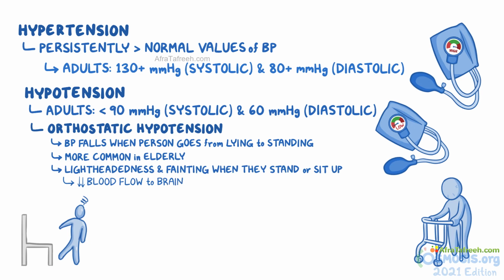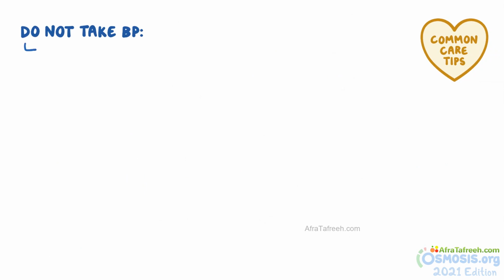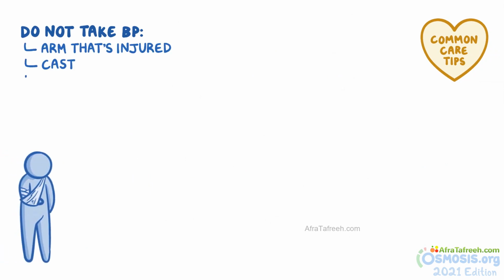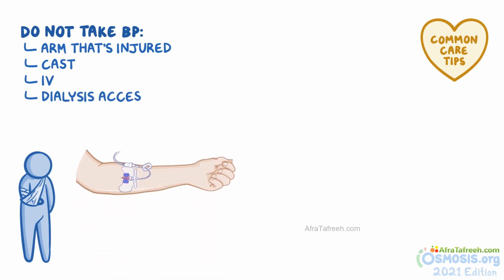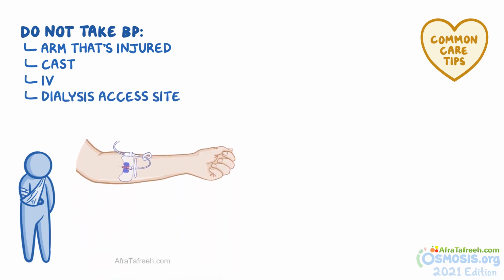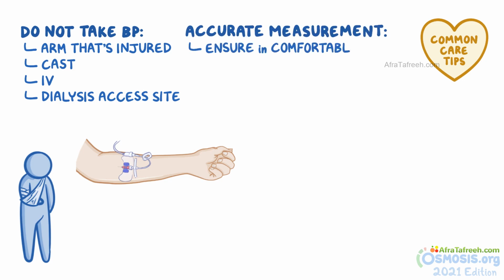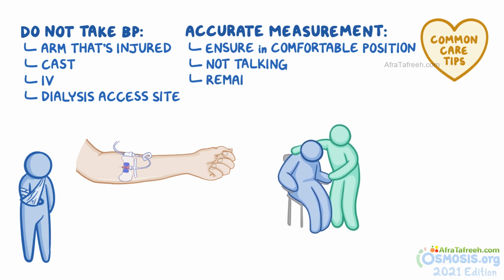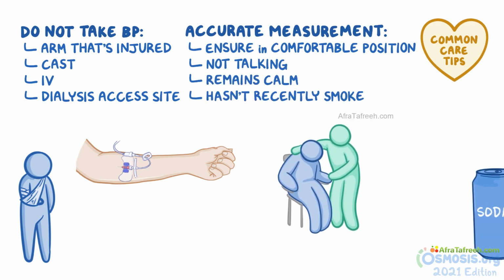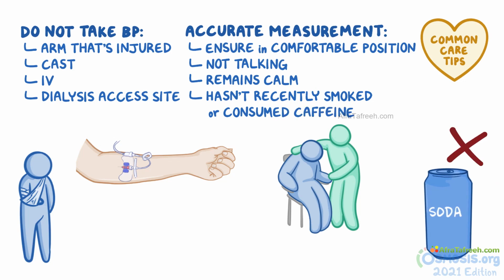Now, when you're asked to measure a client's blood pressure, there are some common tips you need to remember. Do not take the blood pressure on an arm that's injured, in a cast, or has an IV or dialysis access site. Even if we measure blood pressure under the same conditions, a client's blood pressure may vary. Now, for an accurate measurement, ensure that the client is in a comfortable position and not talking, remains calm, and hasn't recently smoked or consumed caffeine.